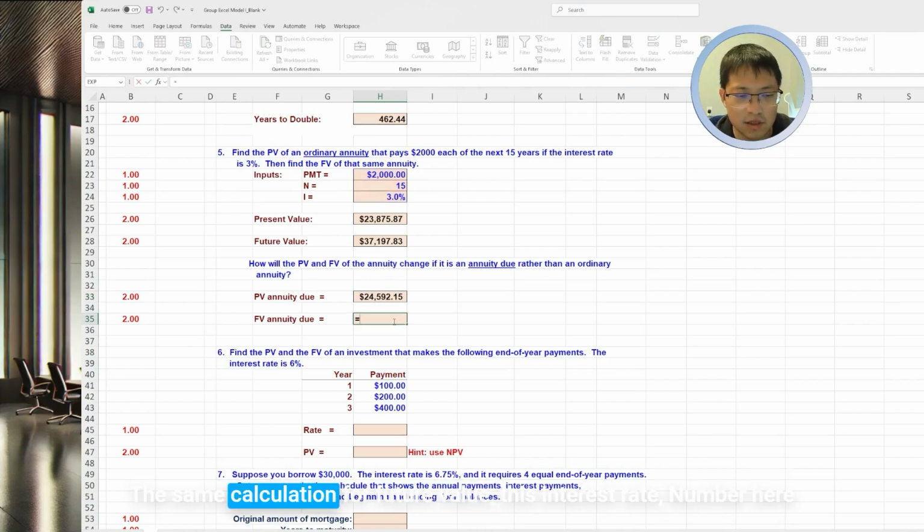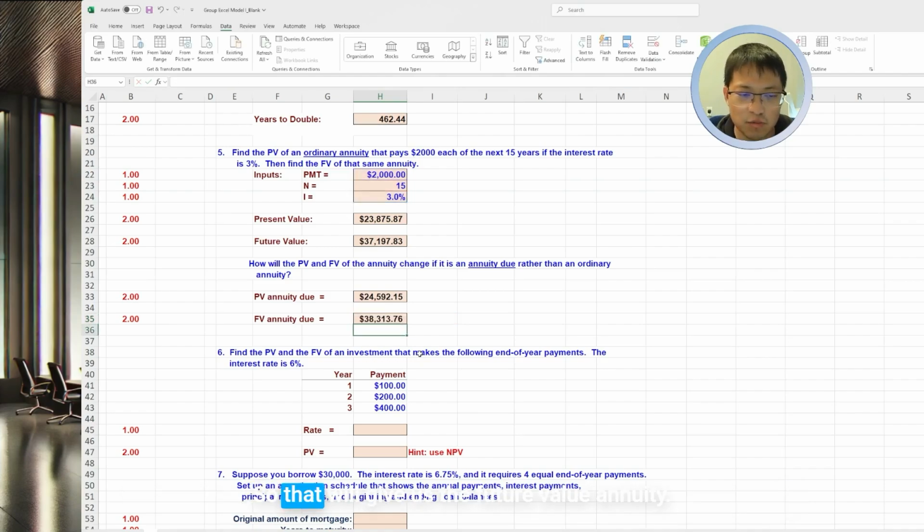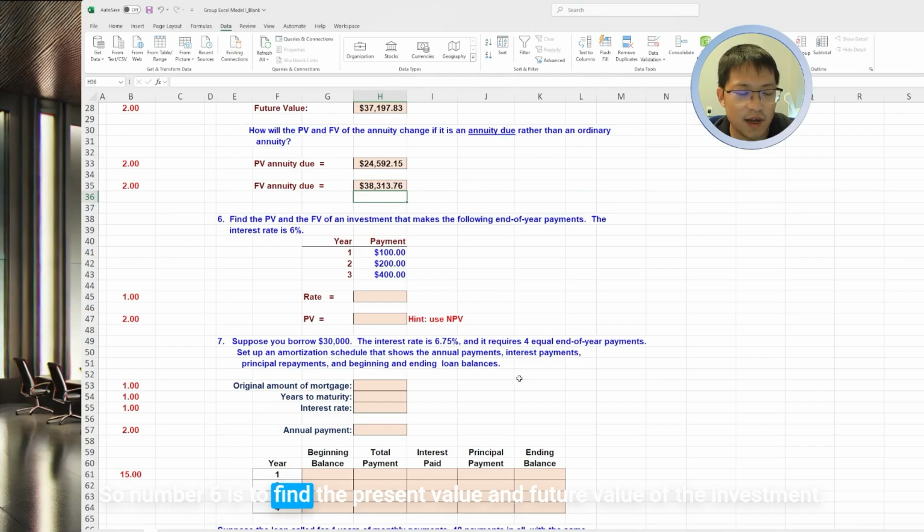For this calculation of the future value, interest rate, negative payments, then ignore the present value and put a 1. That gives us the future value of the annuity due. And that's this question.